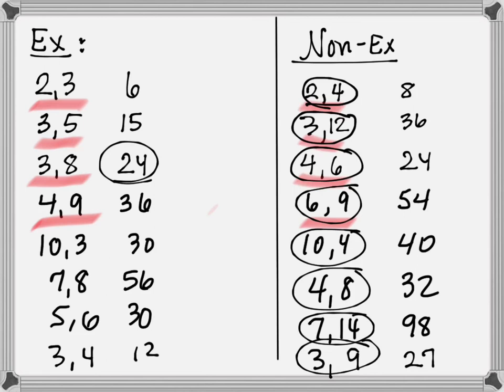Can I add an example? Yes, you can add an example and then we'll end class. What example do you want to add? 2 and 2. 2 and 2 would be a non-example though, because 2 and 2 have 2 in common. Good try. 2 and 2 would be over here. All right, we'll pick up next time where we left off.